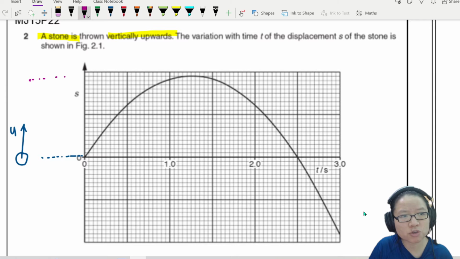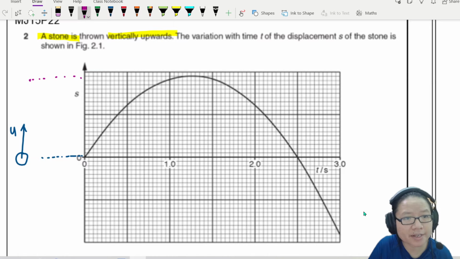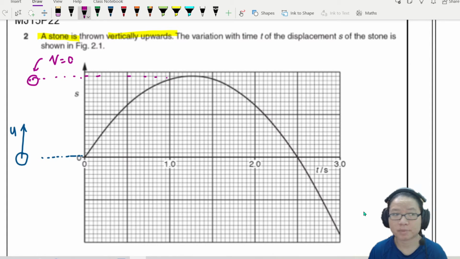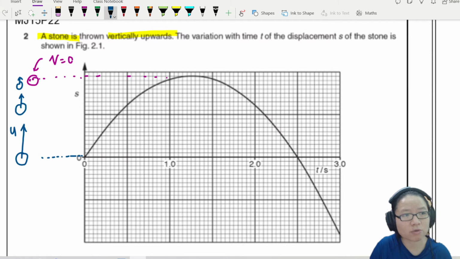If you have ever thrown anything in the air before, you will notice that as it's going up, it will slow down and stop. So this is at the highest position, where the stone is here. At this position, your v is actually equal to 0, because as the stone travels up, it will slow down, slow down.